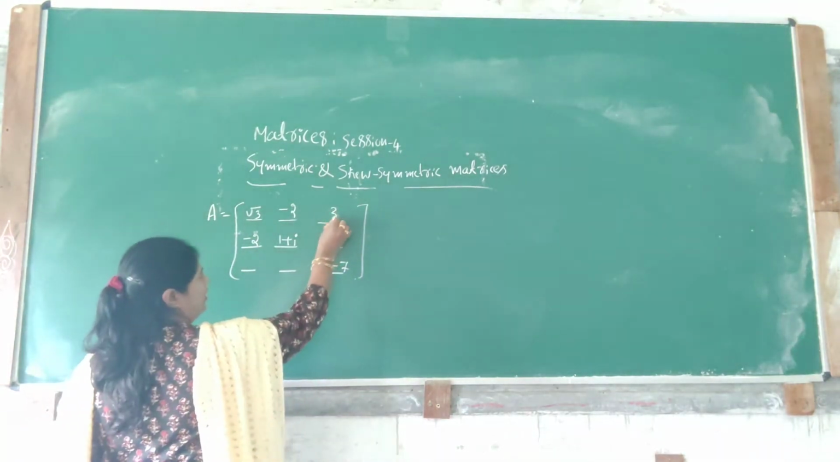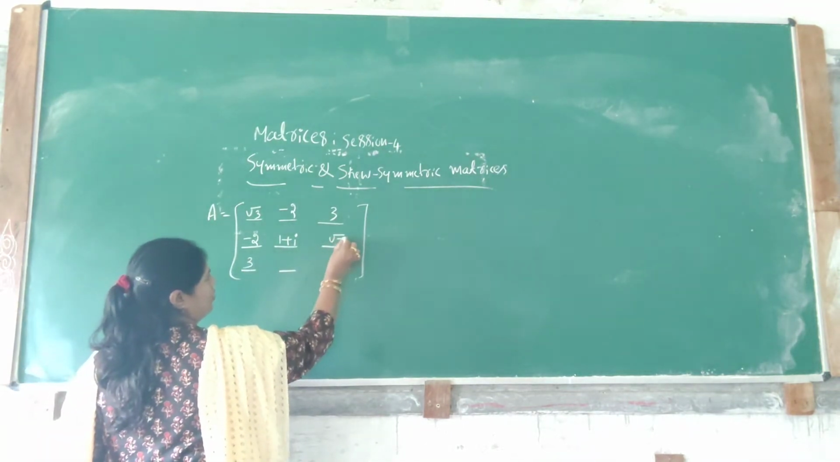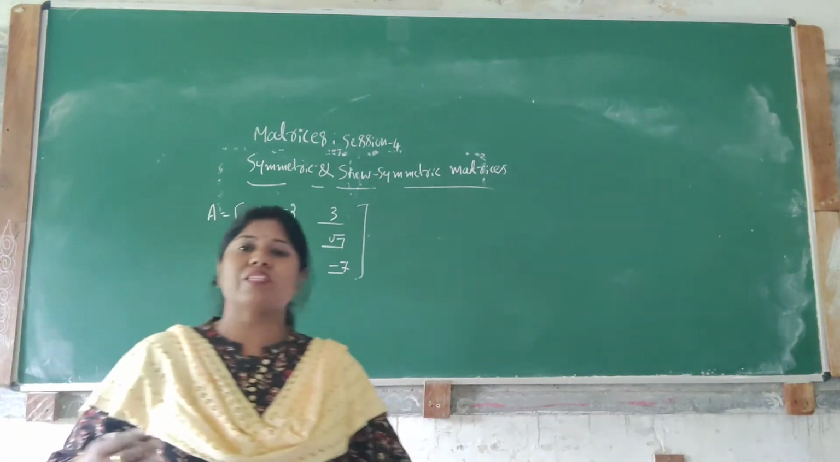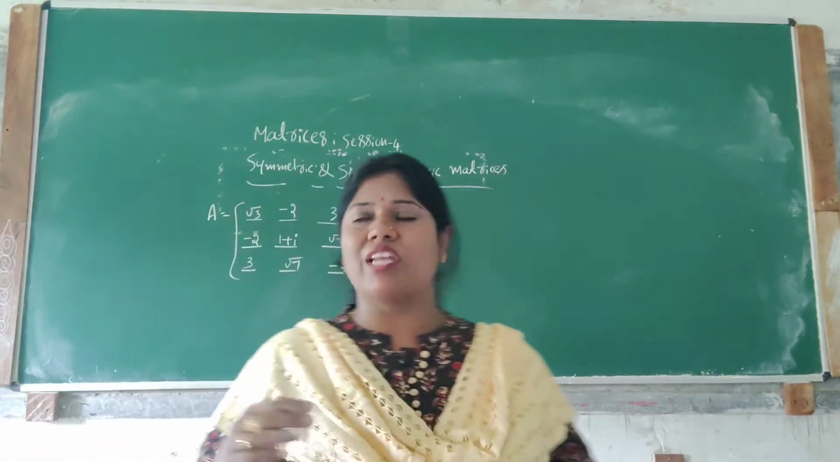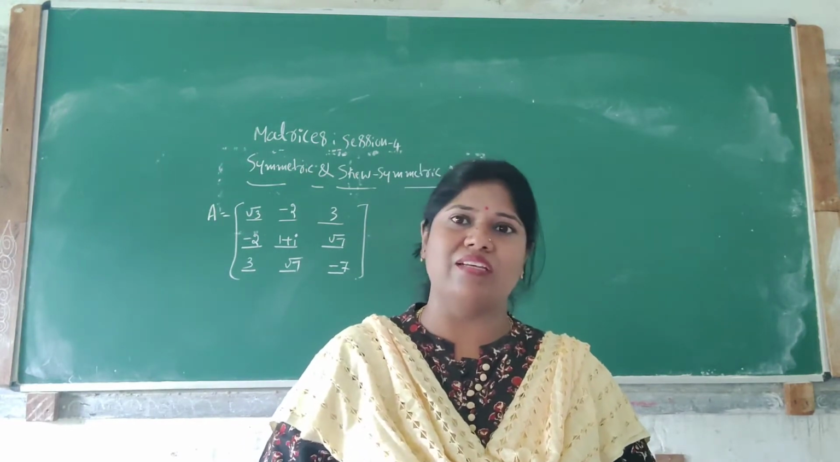If it is 3, here also I have to put 3. If it is root 7, I have to put root 7. Like this we have to write, otherwise we get confused. Writing a symmetric matrix is a little tricky, we have to get the tricks, then only we can write it easily.